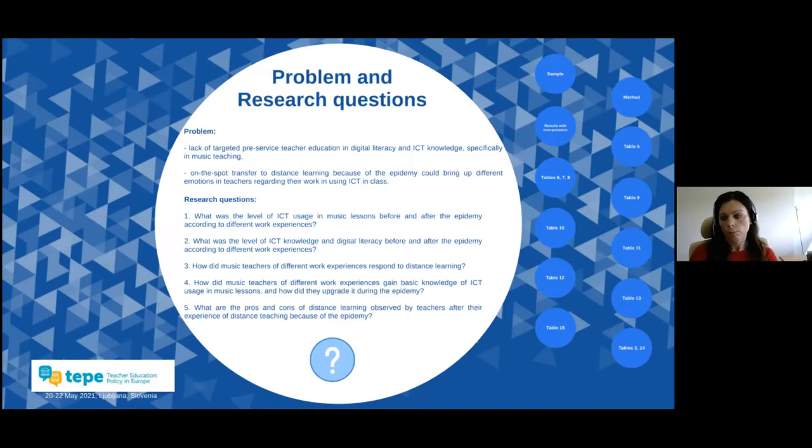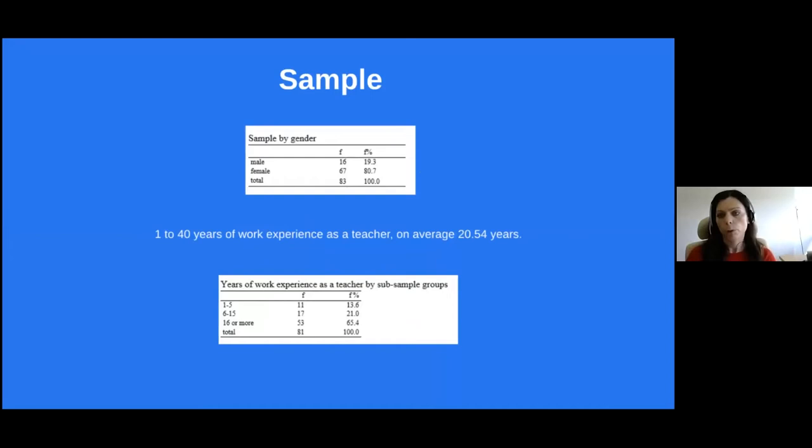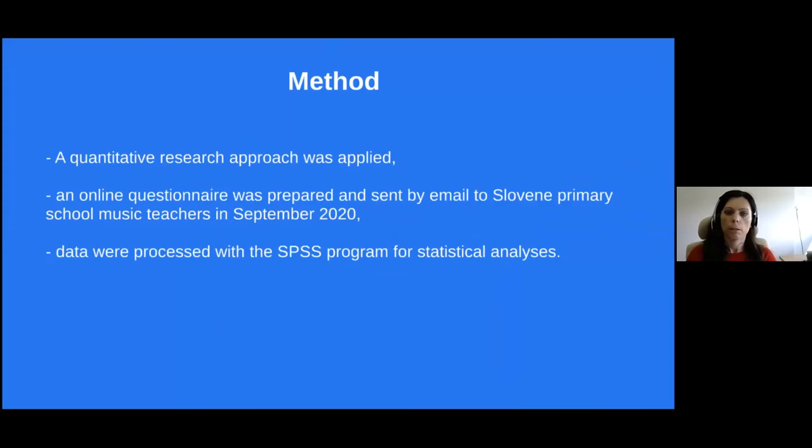So this was our primary goal to reach. The sample was in total 83 music teachers, primary school music teachers, as Tina explained, and the majority was female. And they were from 1 to 40 years of work experience. For the research, we divided them into three groups, from 1 to 5 years, 6 to 15 years, and 16 years or more. These were the groups that we then checked if differences appeared.